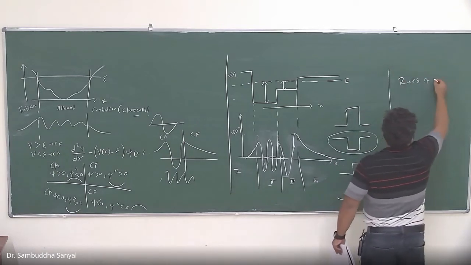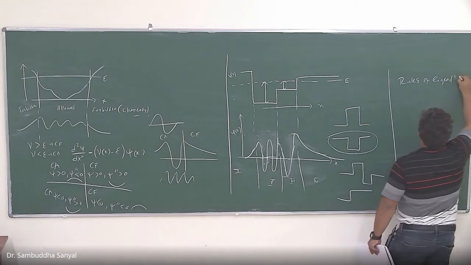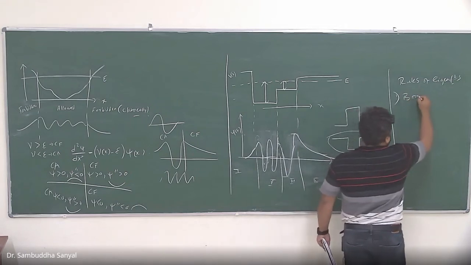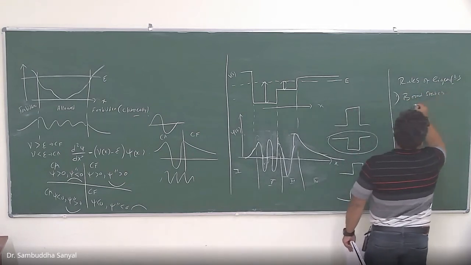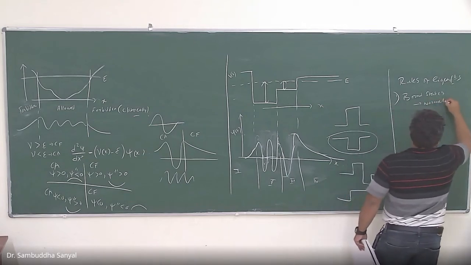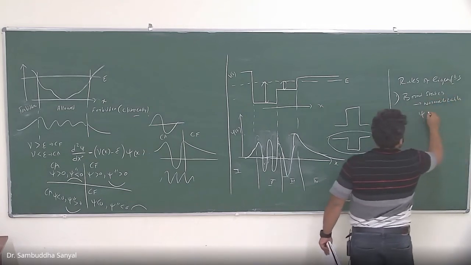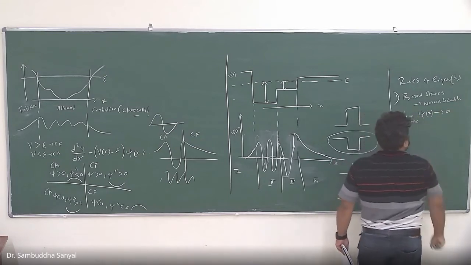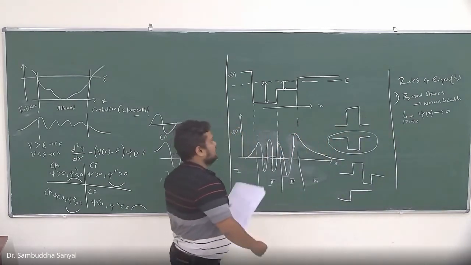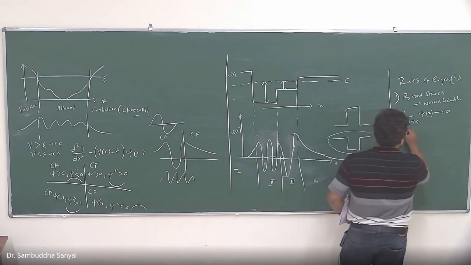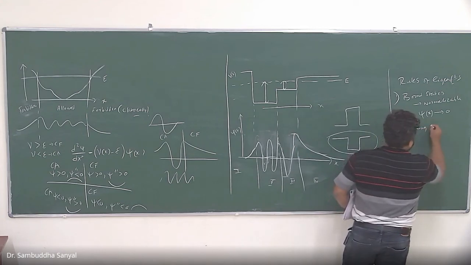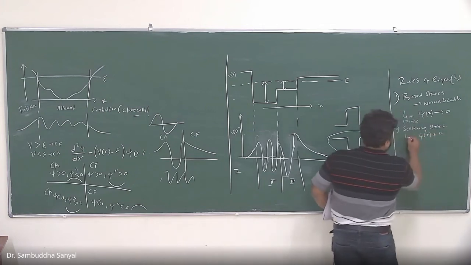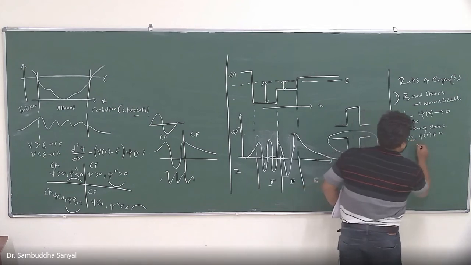Rules of eigenfunctions. Rule number 1 is bound states. There will be something called bound states, and they must be normalizable. Bound state means something that vanishes at infinity. Okay, this must be normalizable. Then there will be something called scattering states, which are not zero at infinity and not normalizable.